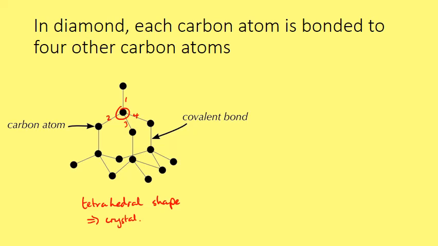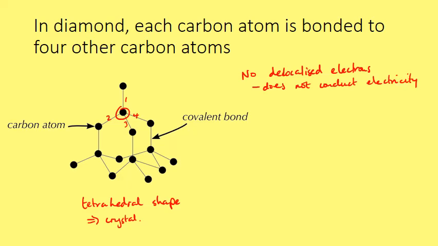Okay, so one of the results of all 4 outer electrons being involved in 4 covalent bonds means that there's no delocalized electrons. So no delocalized electrons, so it does not conduct electricity. As it happens, though, it does conduct heat quite nicely because it's so rigid. A diamond is so rigid that it transmits vibrations very effectively. So diamond does actually conduct heat quite well, but in a different manner to that which a metal would conduct heat.